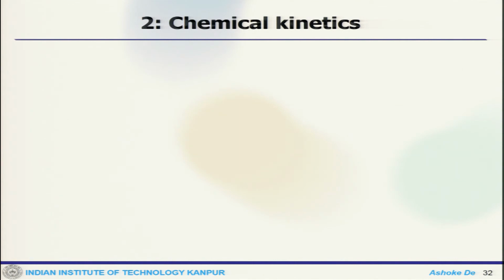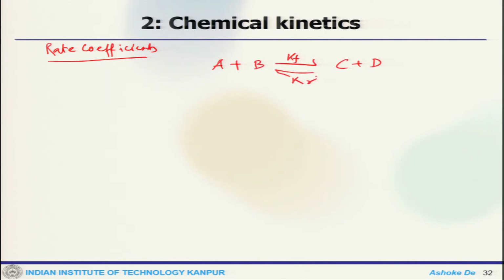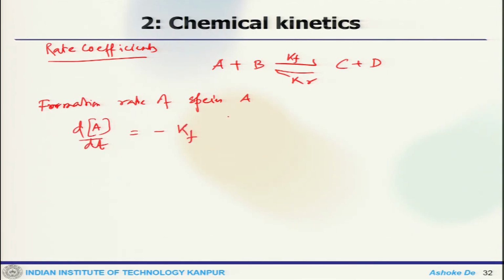Now, the other thing is finding the rate coefficients and equilibrium constants. At equilibrium, the forward and reverse reaction rates must be equal. For example, A plus B goes to C plus D in the forward reaction, and these should be the same. So, the formation rate of species A, dA by dt, is minus Kf A B plus Kr C D.